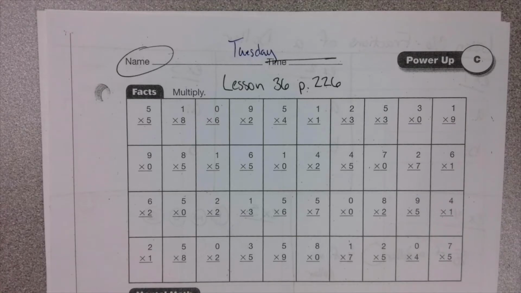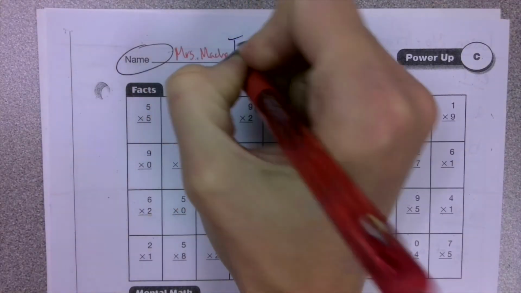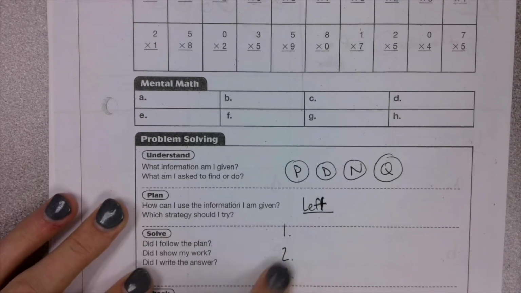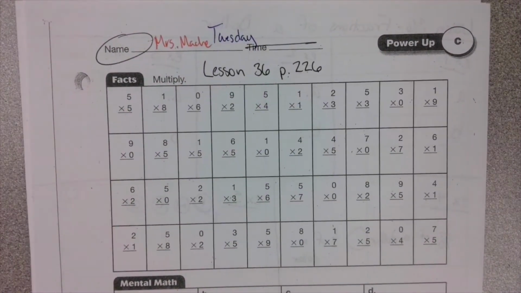Lesson 36. Make sure you've got your name at the top of your paper. Do your facts, your mental math, and then look at your problem of the day at the bottom. When you're done, press play so that we can correct it together.